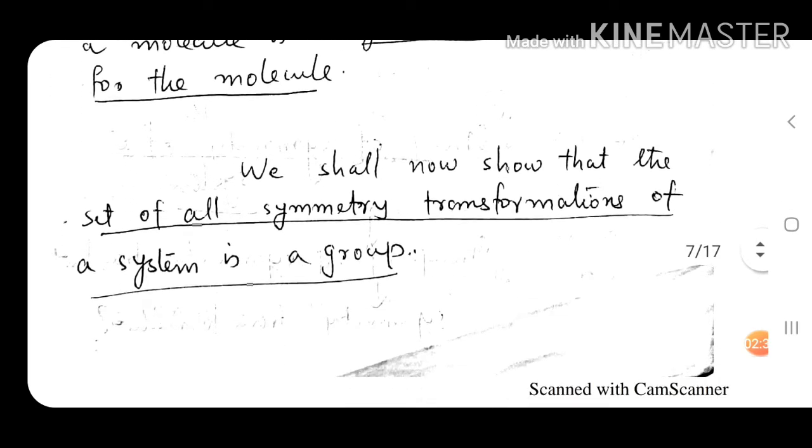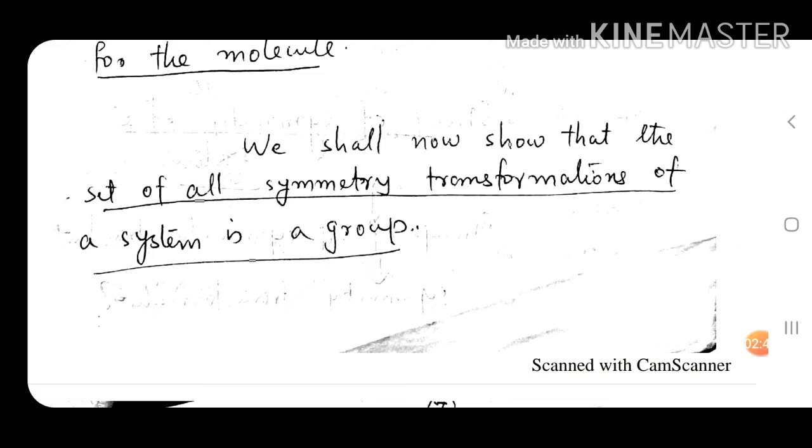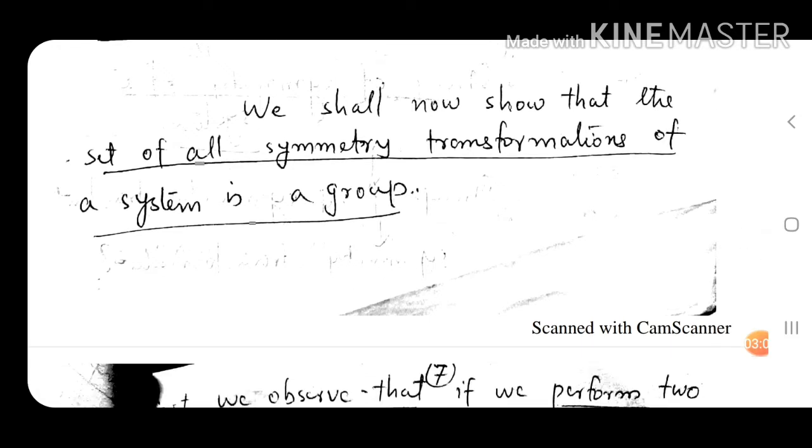Now we are going to show that the set of all symmetry transformations of a system is a group. We are interested in the transformations of a system, and we are more interested in the symmetry transformations. Symmetry transformations are transformations which leave the system invariant. Now, the third point: the set of all symmetry transformations of a system is a group.